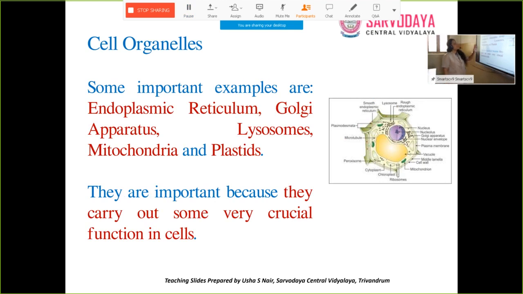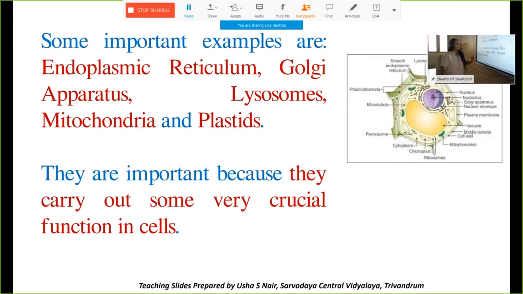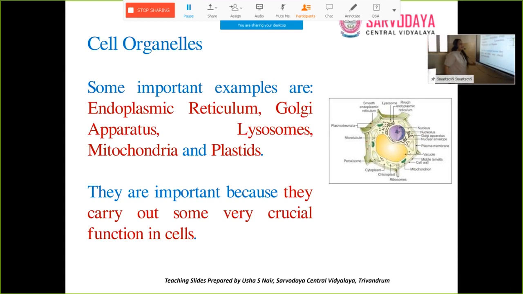Now here are some important examples, the things you are going to learn in more detail: the characteristics, the features, the functions of each. Some important examples where we're going to learn ER. When I say ER, what is the teacher saying? Endoplasmic reticulum, or Golgi bodies, or Golgi apparatus you can say. Then the lysosomes, then mitochondria, the teacher's favorite. Every time, mitochondria, the powerhouse of the cell. Plastids, there's one very important difference: where it is found. Yes, it's found only in plant cells, it is not seen in animal cells.